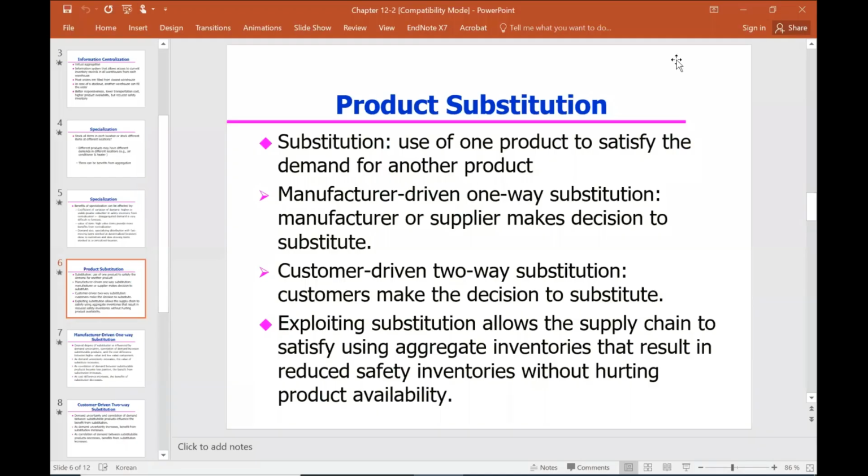We can classify product substitution into two types. The first one is manufacturer-driven, one-way substitution, and the second one is customer-driven, two-way substitution. So what's the difference between them? That is about who determines the substitution. So let me talk about the manufacturer-driven one-way substitution.